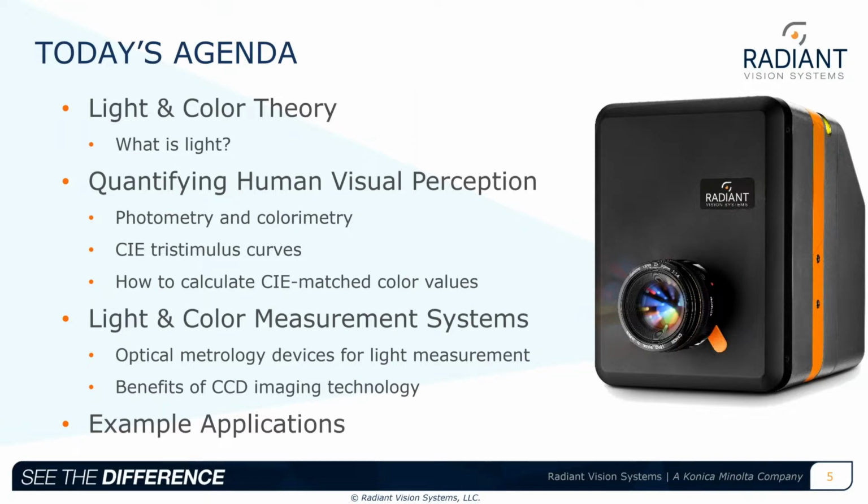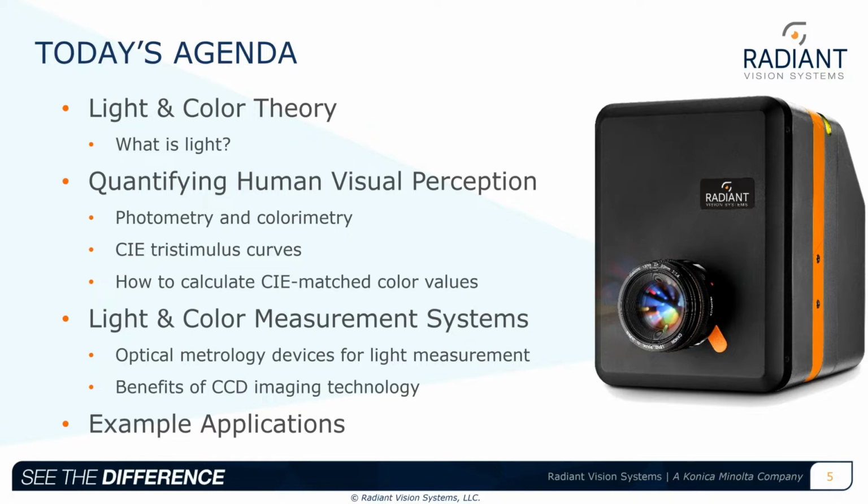On today's agenda, we're going to start by giving an overview of light and color theory, beginning with the basics of what is light. Then we're going to walk through quantifying human visual perception and take a journey along the road, starting with the CIE tristimulus curves and arriving at the CIE color chart.